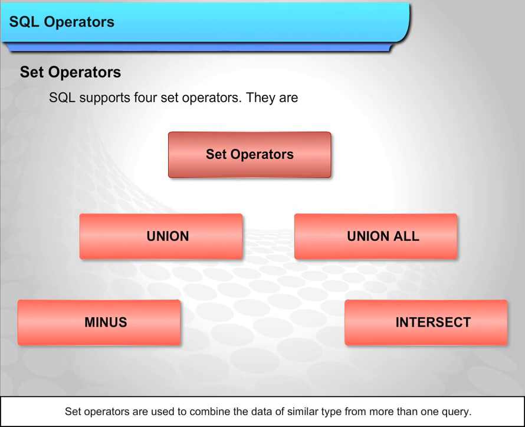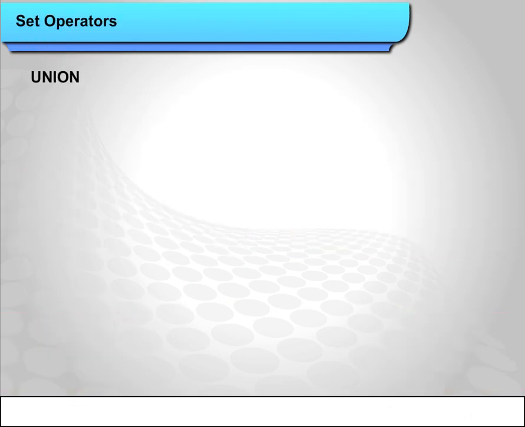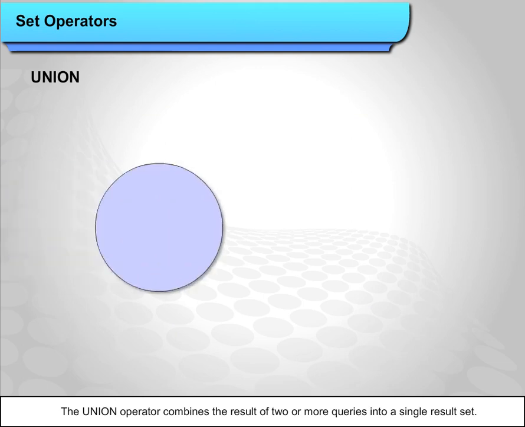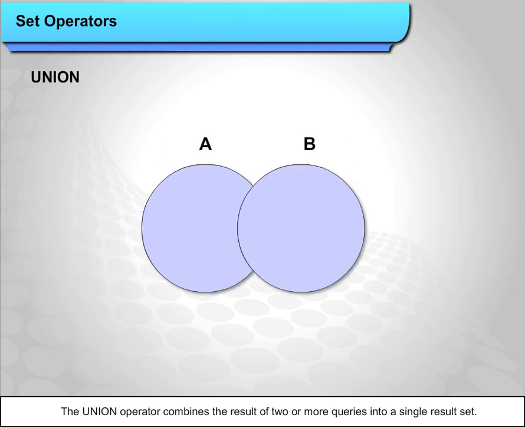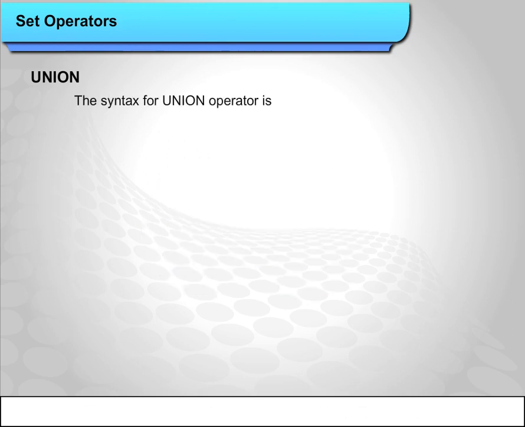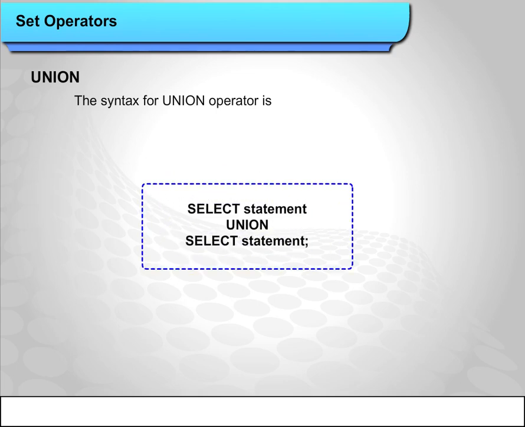Set operators are used to combine the data of similar type from more than one query. Union. The union operator combines the result of two or more queries into a single result set. This operator is used to return distinct rows retrieved by either of the queries. The syntax for union operator is select statement, union, select statement.